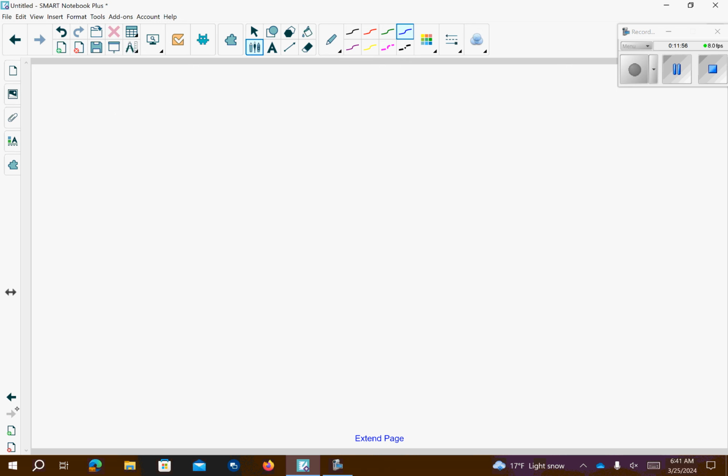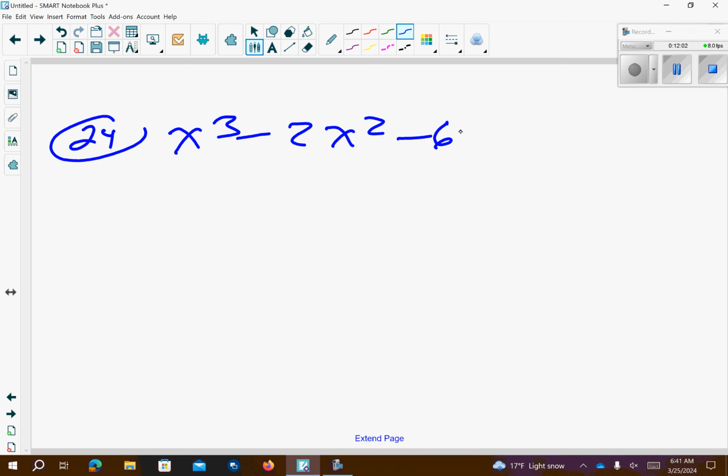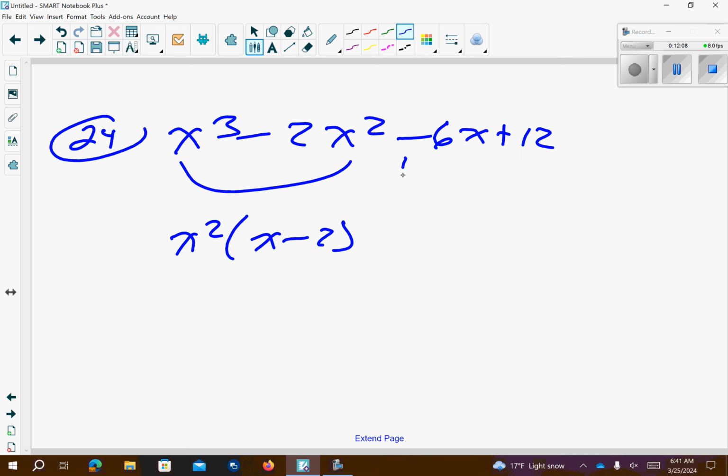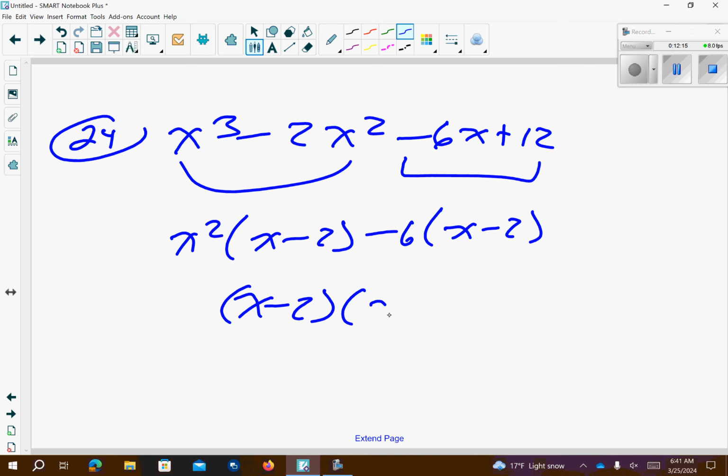And then problem number 24. We have x to the third minus 2x squared minus 6x plus 12. Let's factor an x squared out of both. That's going to give me x minus 2. I can factor a negative 6 out of both of those, and that's going to give me an x minus 2. So I'm going to have an answer of x minus 2 and x squared minus 6.